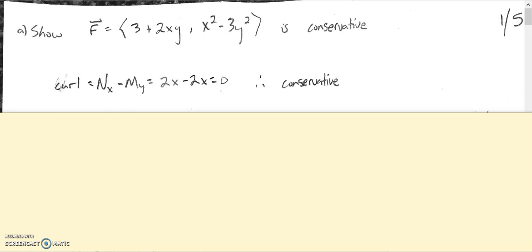All right, so we do the curl. I calculate the curl of f, which is n sub x minus m sub y. So I partial this with respect to y. That gives me, with respect to x, this term goes away, gives me 2x for that. And then for this one, I partial m with respect to y. Well, this goes away, and then the 2x is treated as a constant, so the y goes away. So I get 2x minus 2x, which is 0, and that tells me that this thing is conservative.